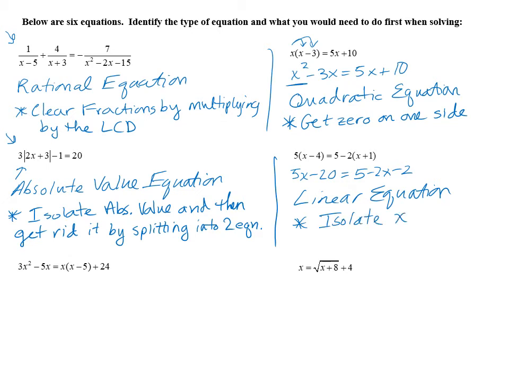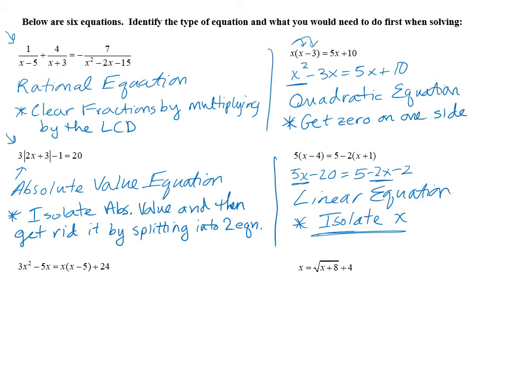Now, you may have more than one x term. As we can see, we have 5x and 2x. If you have more than one x term, just move them to the same side and collect like terms. And then you're going to simply isolate x. But there's no need to get 0 on one side if you know you have a linear equation.